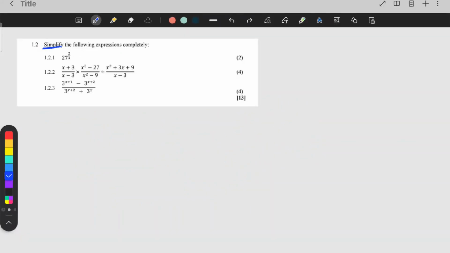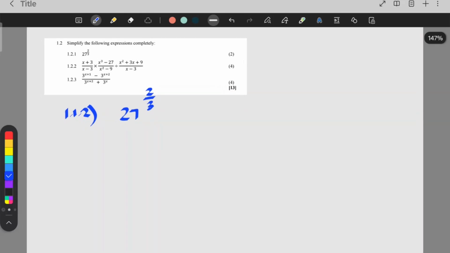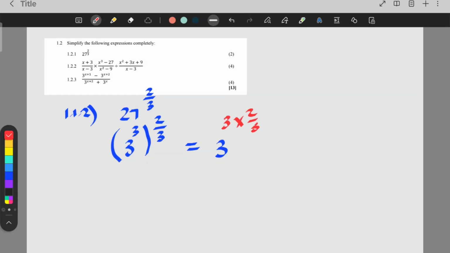1.2 says, simplify the following expressions fully. So let's write our question down. The first thing I would do here is change my base number, eh, to 3 to the 3. So 27 is 3 to the 3. 3 to the 3, everything to the 2 over 3. And then I keep the base. And remember, when you have a power to a power, you multiply them, eh? So then you just say 3 times 2 over 3. And that gives me 3 to the 2. And the answer is 9.